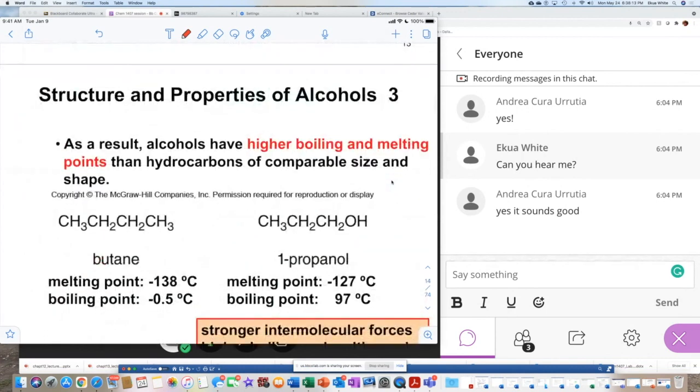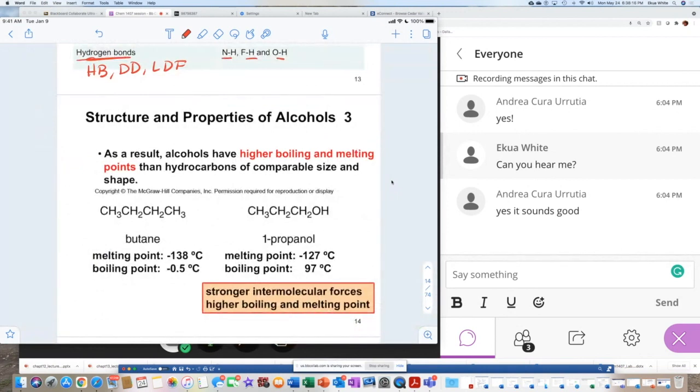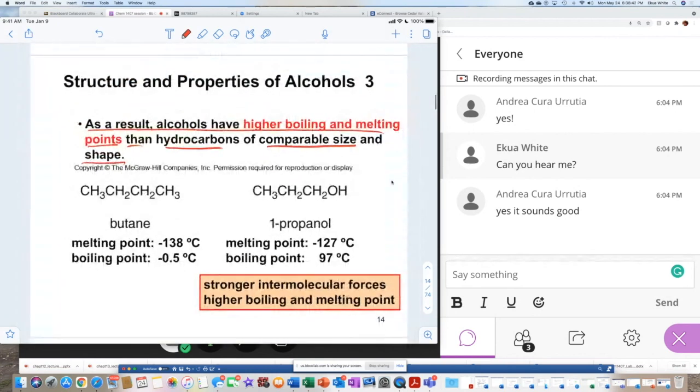Okay. So knowing that, now that we see the property, we're now going to compare. As a result, alcohols have a higher boiling and melting point. So this is the point I was trying to make before. If you compare them with other molecules, hydrocarbons of comparable size and shape. So trying to compare, right? They want you to see, like a defense, why alcohol has a high boiling point. So they try to compare.